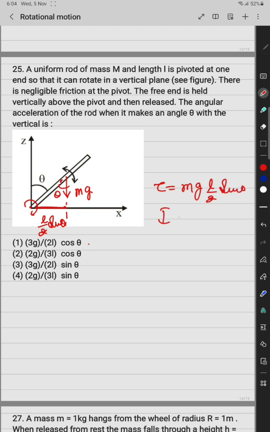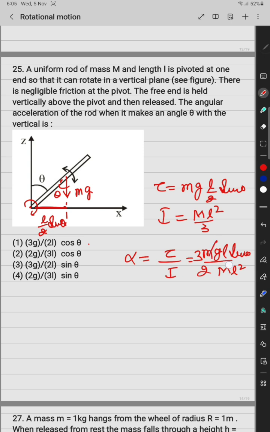And we know the moment of inertia about one of its ends is ml square by 3. So alpha is equal to torque divided by I. That is mg L by 2 sine theta divided by ml square by 3. Then alpha is equal to 3g by 2L sine theta. So the correct option is the third one.